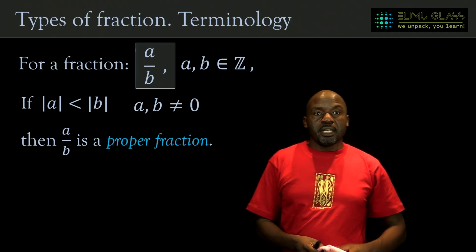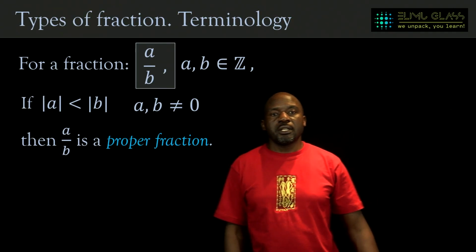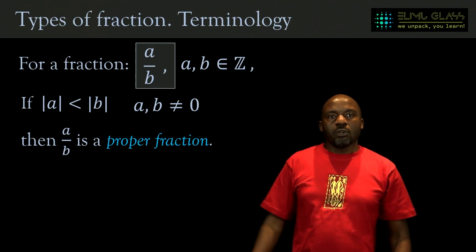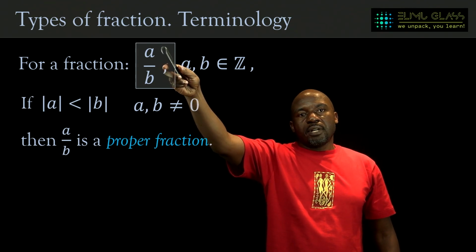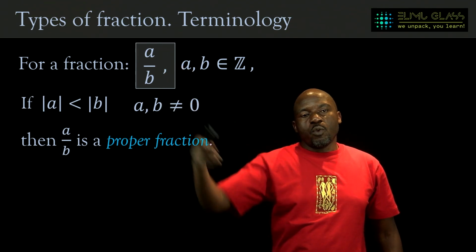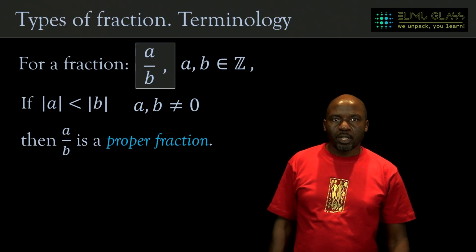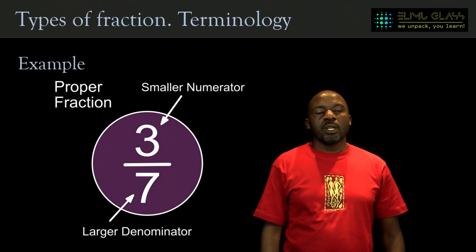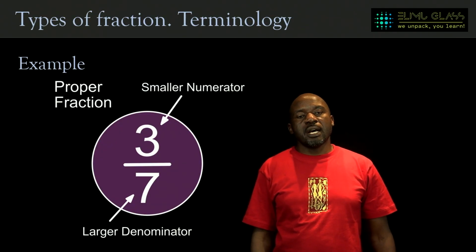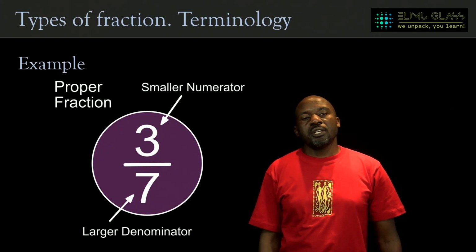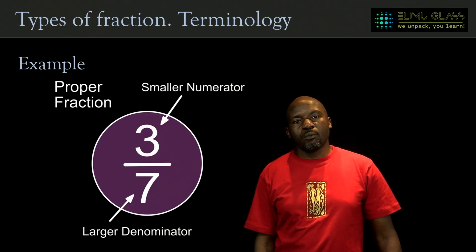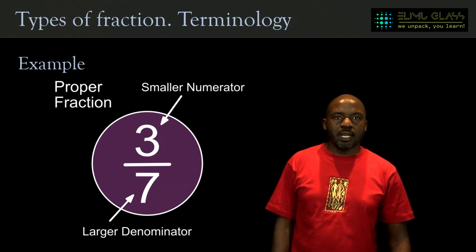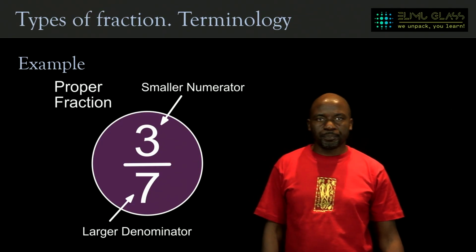All right, so these are important for us to remember. You already remember this, but just in case, this is the reason why we are going through this. So if A is a number that is smaller than B, then we have a proper fraction. Okay, here is an example of a proper fraction. You can see the number in the numerator, which is 3, is smaller than the number in the denominator, which is 7. So this is an example of a proper fraction.